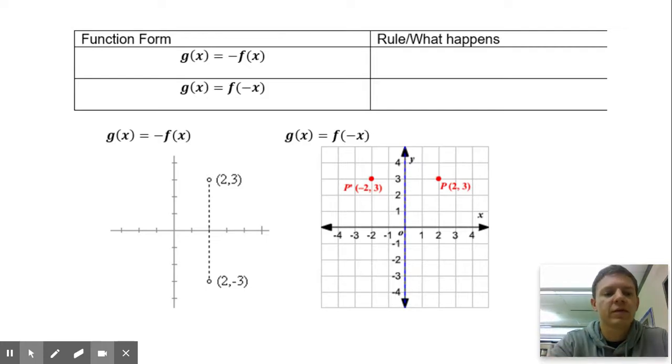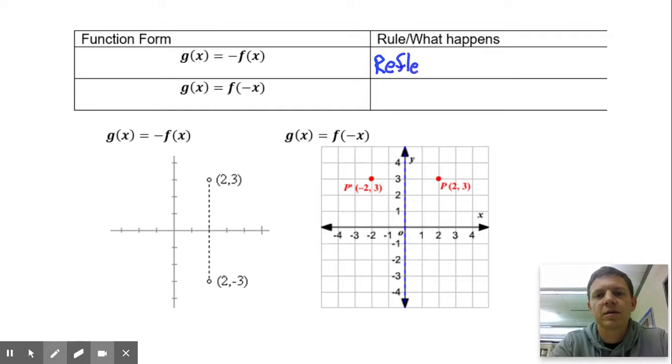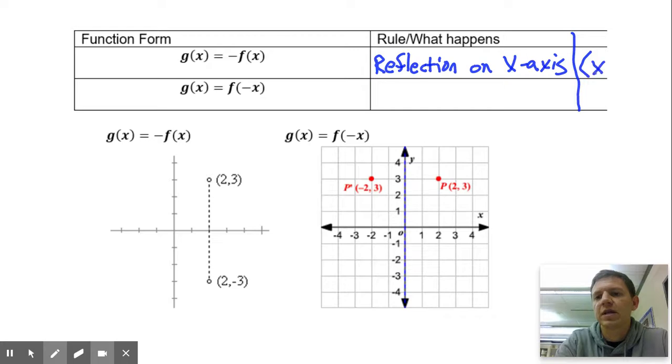So if we have a negative outside our function, always looking at the right side, that's going to flip vertically. What happens is we have a reflection across the x-axis. And the rule: the x stays the same, but the y just changes its sign. If it's positive, it becomes negative. If it's negative, it becomes positive.